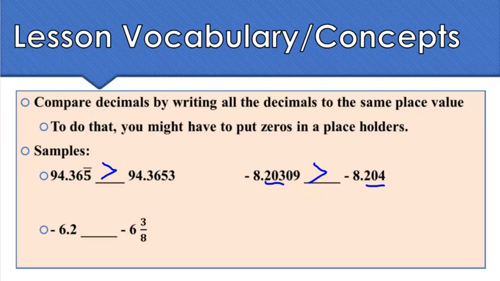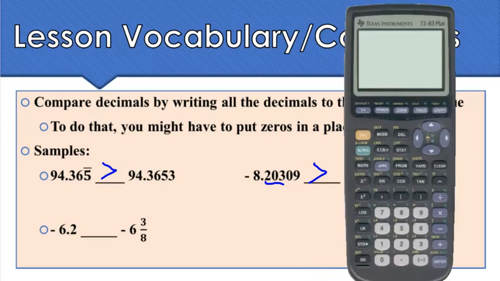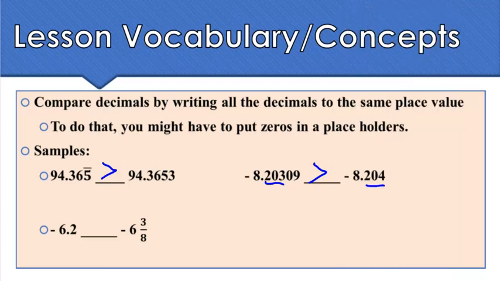Next, I have negative 6.2, and then negative 6 3/8. Well, if you take your calculator and do 3 divided by 8, that's going to give you 0.375. So really you have negative 6.2 and negative 6.375. And again, because they're negative, we want to choose the one that's closer to 0 or further to the right on the number line. The one that's closer to 0 is going to be negative 6.2. So negative 6.2 is greater than negative 6 3/8.